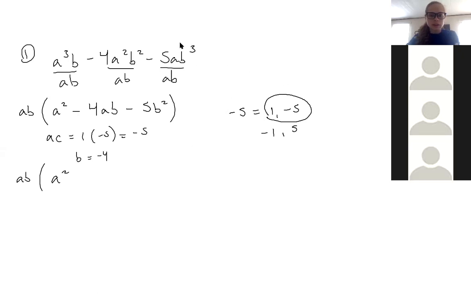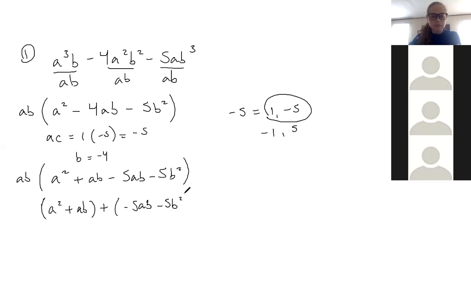So I break this up. A squared, plus 1ab minus 5ab minus 5b squared. So I broke up that middle term into 1ab minus 5ab, and then I'm going to regroup them. So a squared plus ab plus -5ab minus 5b squared. All of that needs to be multiplied by ab, which is what I factored out at the beginning. Can't forget that.